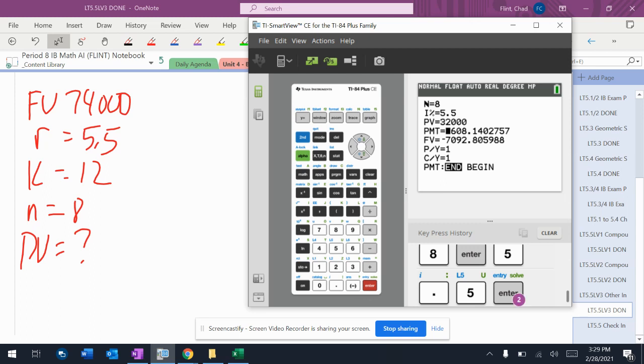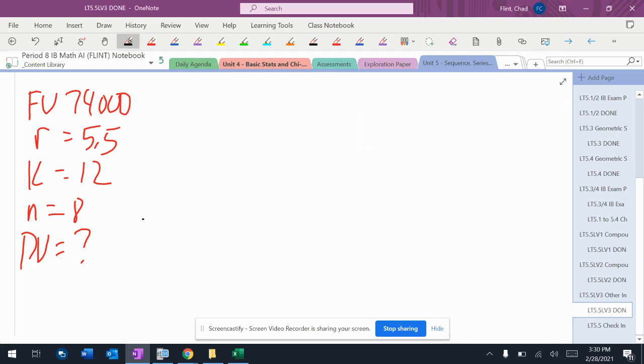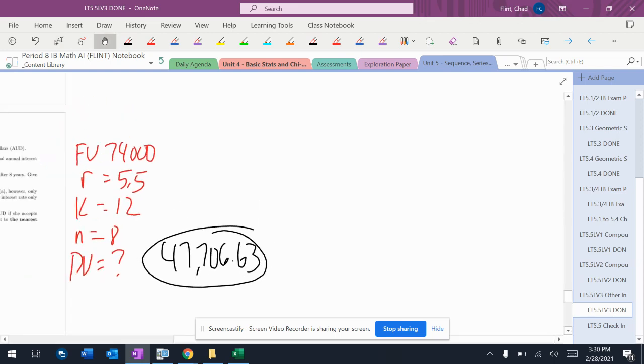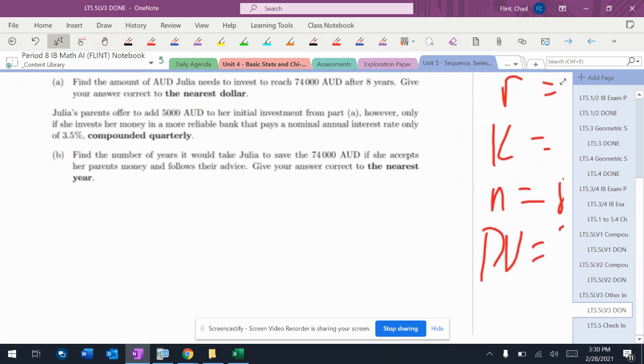Let's see. Payment. So we got to reset some stuff here. Payment to 0. Future value is 74,000. And we're compounding 12 times per year. What was the present value? Enter. So 47,706.63. 47,706.63 is what we would have had to put into that account to have 74,000 at the end.